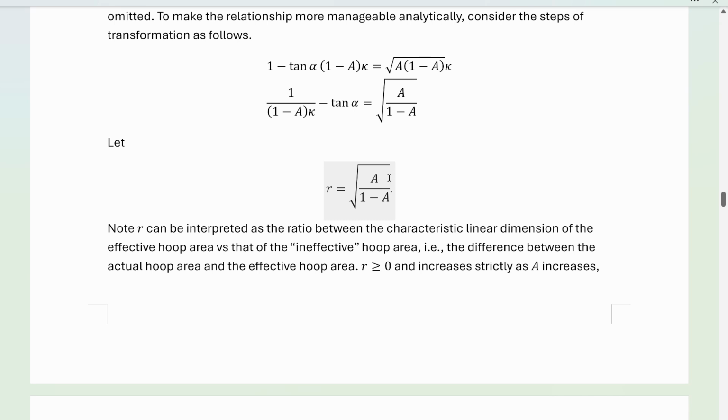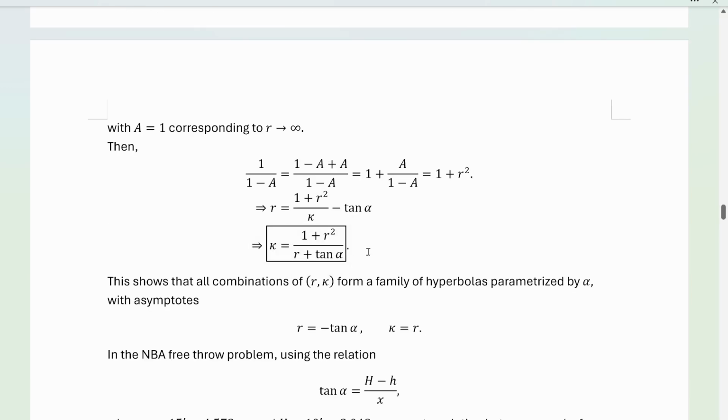So the ratio between a and 1 minus a is exactly the ratio between the effective hoop area versus the ineffective area. And taking the square root gives us the ratio between the characteristic linear dimensions of the two areas. And by this transformation, kappa can be written as 1 plus r squared over r plus tangent of alpha, which is a much simpler looking formula.